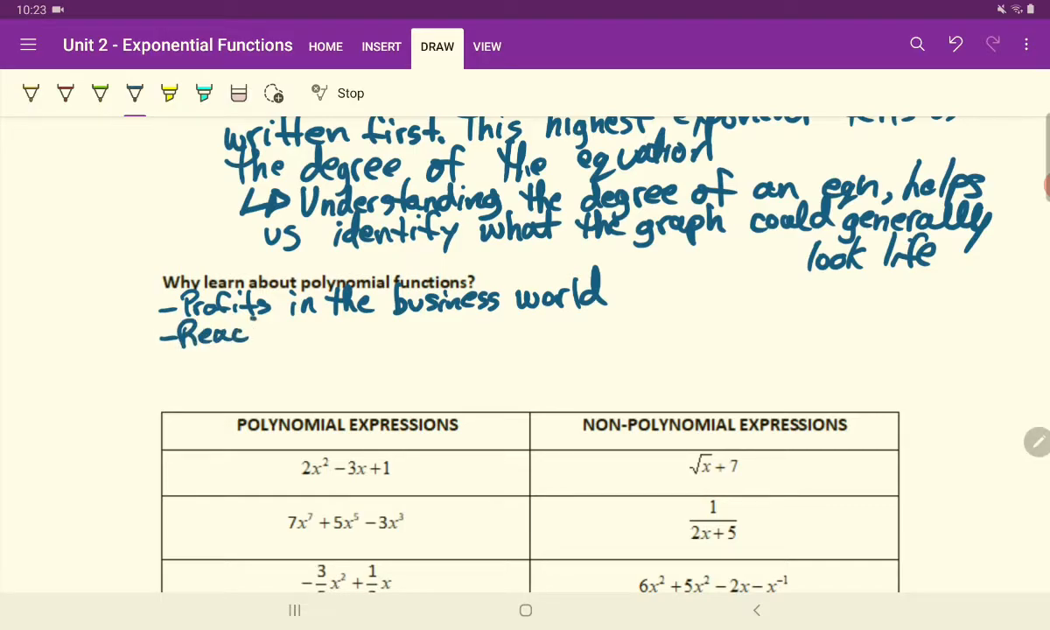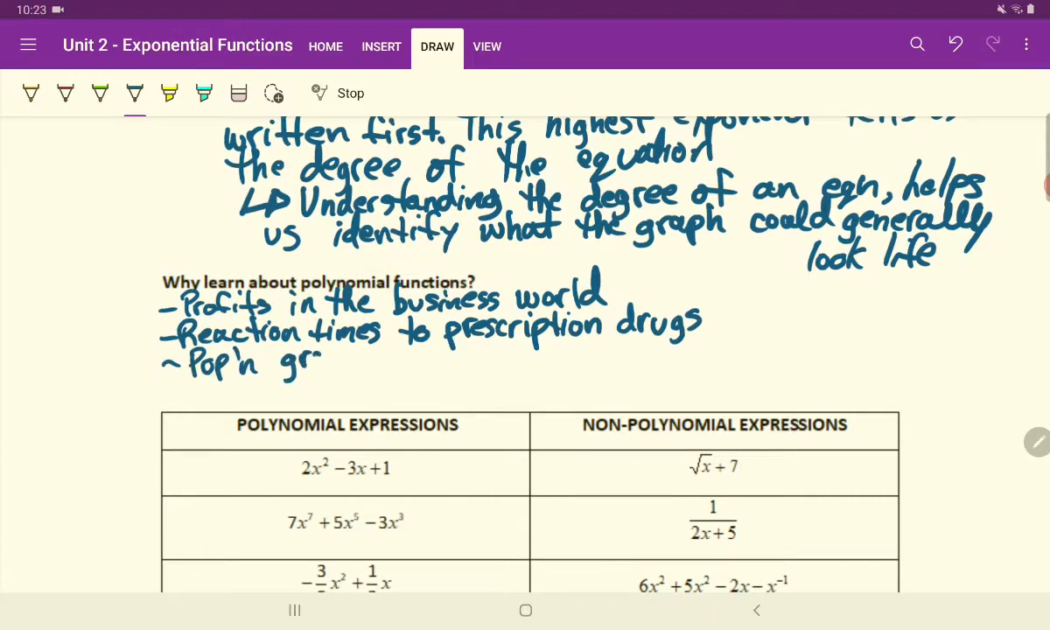Actually, reaction times to certain prescription drugs. Okay, that is another item that can be modeled using some sort of polynomial function, potentially. Okay, population growth. Okay, water flow. Okay, bridge design, like I had mentioned earlier. We're just writing down a few of them.